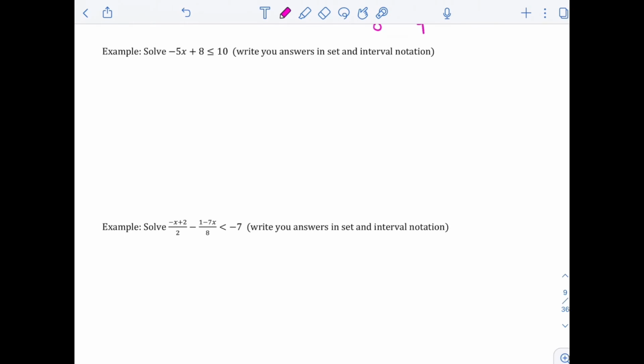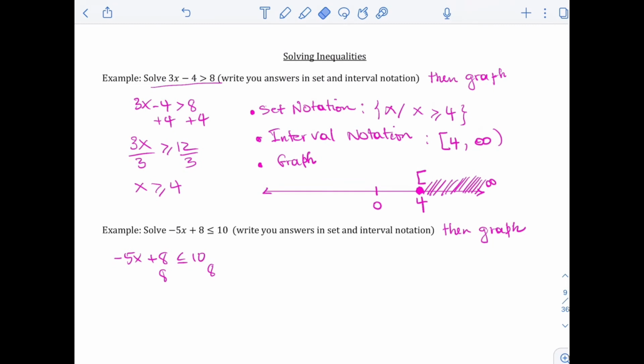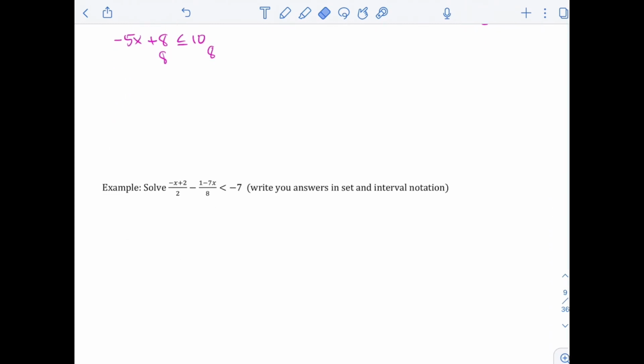Next problem, solve. We're going to represent it on the number line, then graph. So negative 5x plus 8 less than or equal to 10. We can add 8 on both sides, or subtract. Let's subtract 8 on both sides. So that's negative 5x less than or equal to 2.